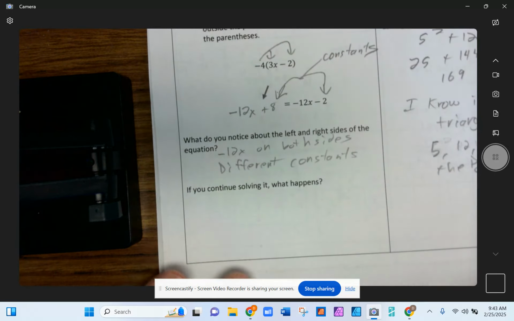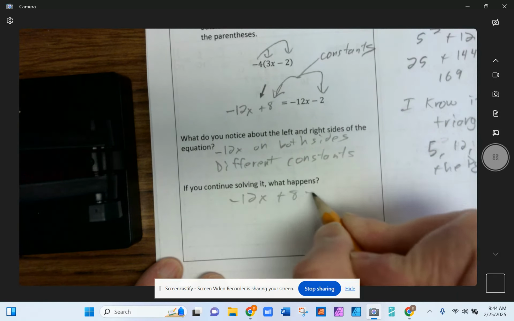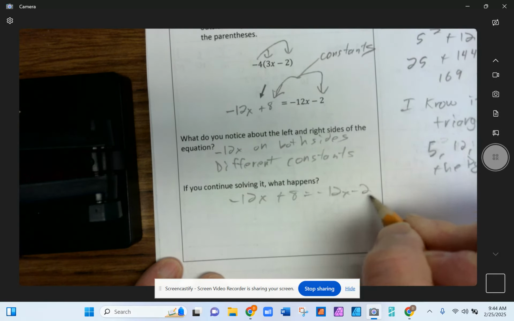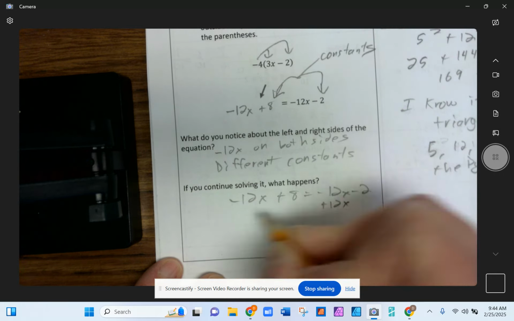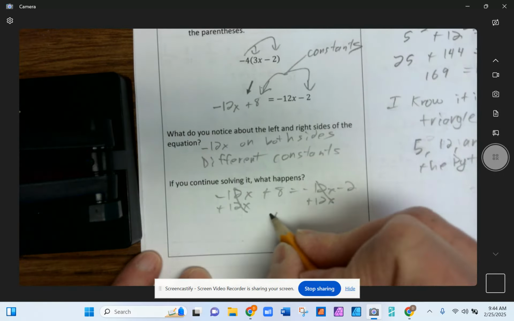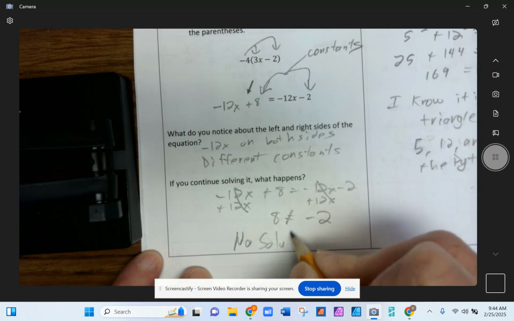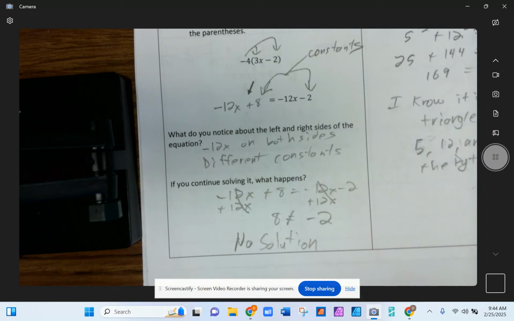So if you continue solving it, what happens? I got negative 12x plus 8 equals negative 12x minus 2. This is a little funky, so I'm going to add the 12x. A lot of you are probably seeing this and thinking, oh, I already know the answer. I know that 8 does not equal negative 2, so it's no solutions. But that is how you work through it and how I think about it anyway.